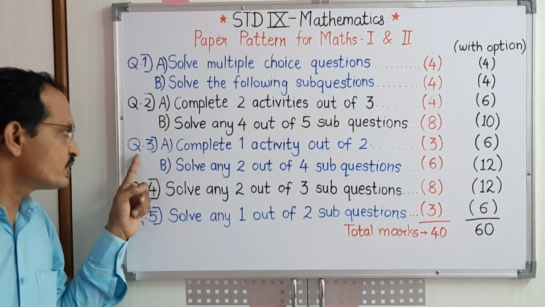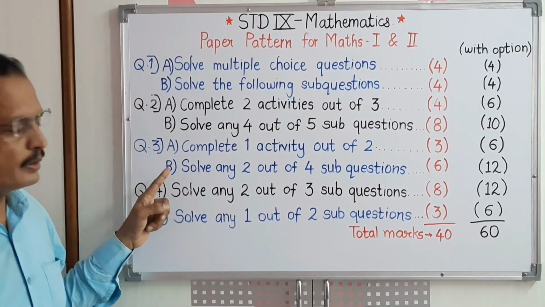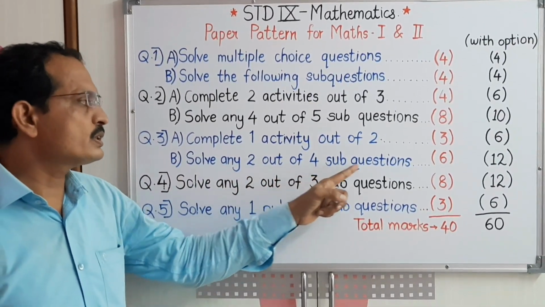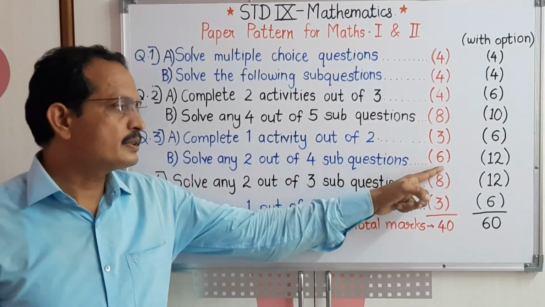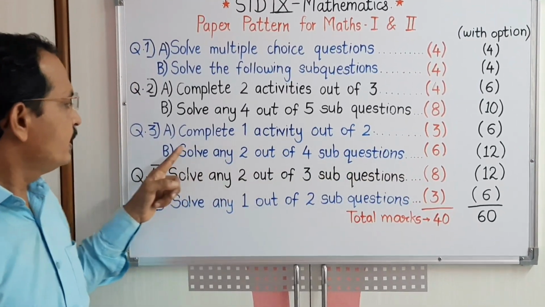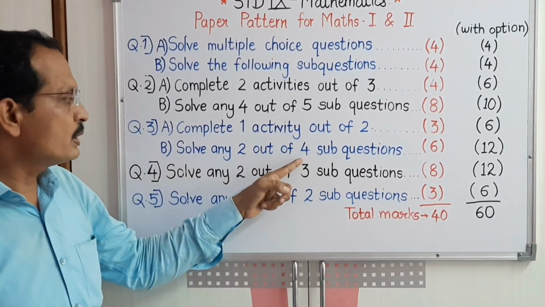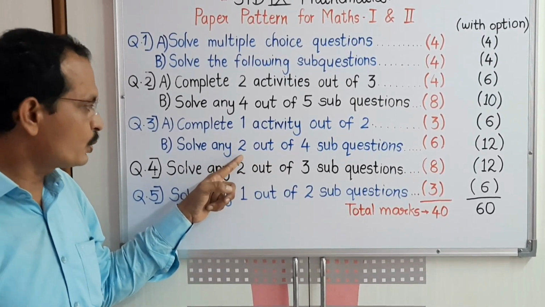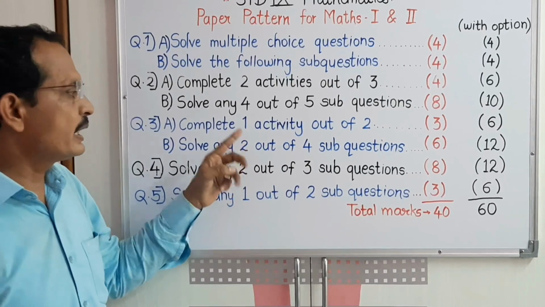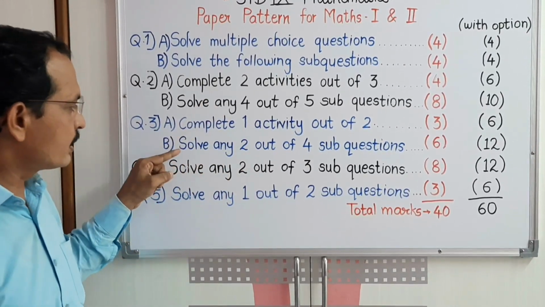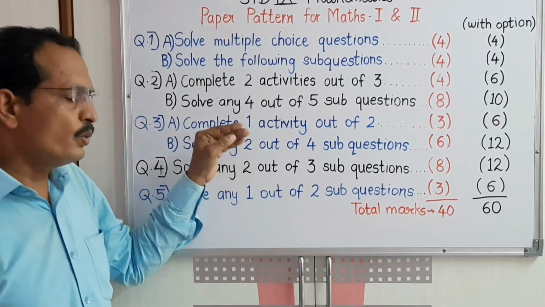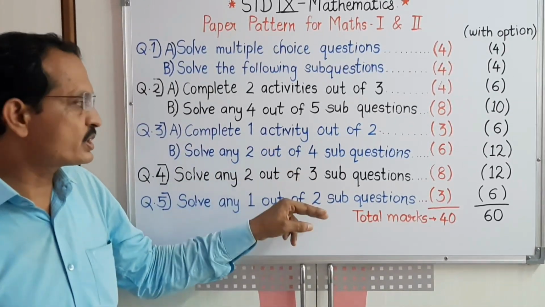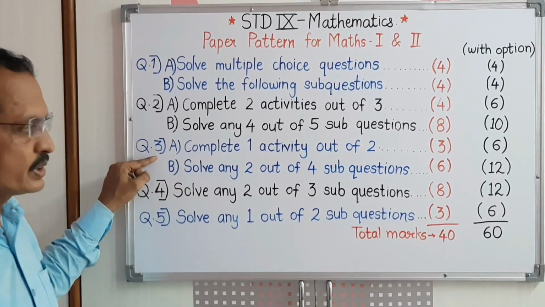Then, question number 3B is there. Solve any 2 out of 4 sub questions. It carries 6 marks. Here, 4 sub questions will be given and we have to solve 2 questions. Each question carries 3 marks and here questions whose answers are of 3 to 4 steps will be asked.